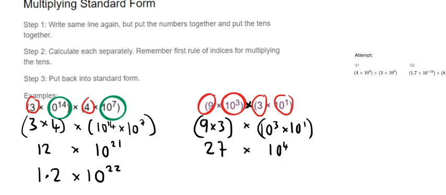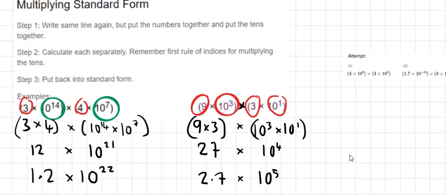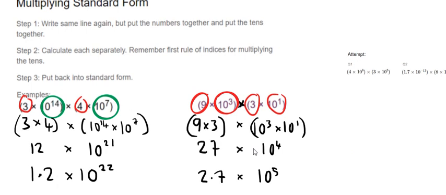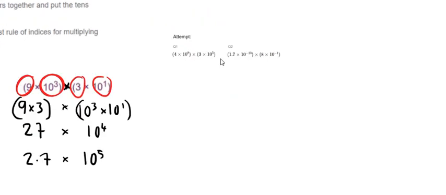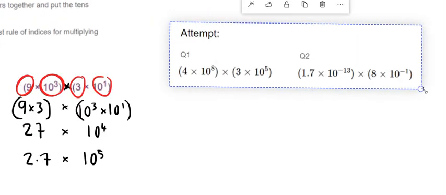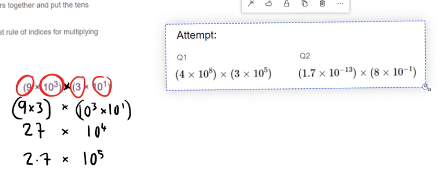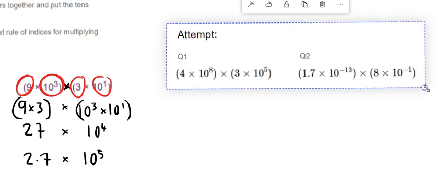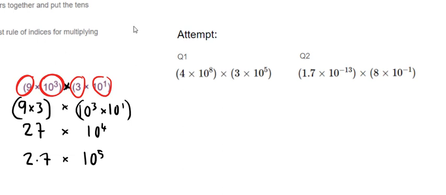Again, my 27 isn't in standard form, so I can change that into 2.7 by moving the decimal point to the left one. Because I've made the number smaller again, I must make my power bigger, so it would be 10 to the power of 5. If you want to try these two now, just pause the video and have a go, and then play it on and I'll go through the answers.